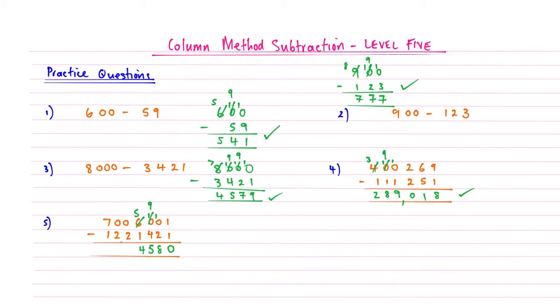Right, 0 take away 2, we can't do it, so we're going to have to do this thing again. So I can't borrow from this one, so I'm going to have to borrow here. So reduce that by 1. That becomes a 6. The 1 leaves that to that 10. I can then reduce that by a 1 to a 9, and then this can become a 10. So 10 take away 2 is 8. 9 take away 2 is 7. And 6 take away 1 is 5. To give me 5,784,580. And if you've got those right, well done.